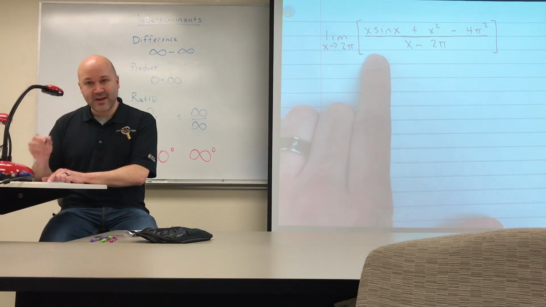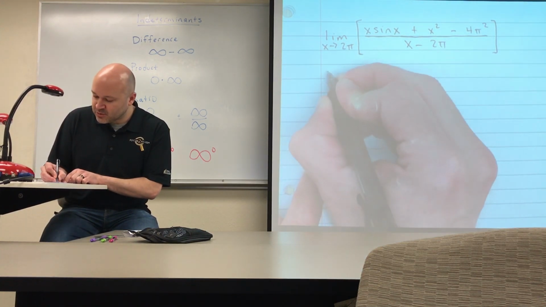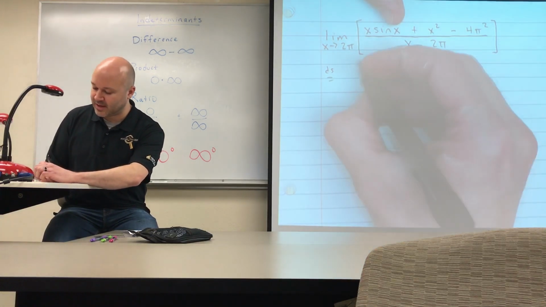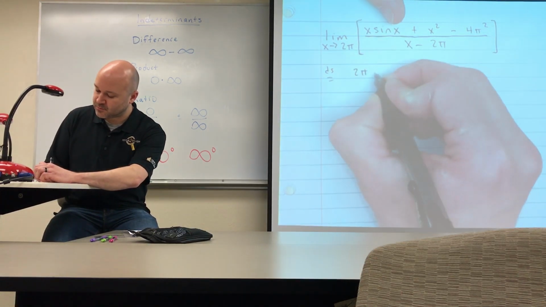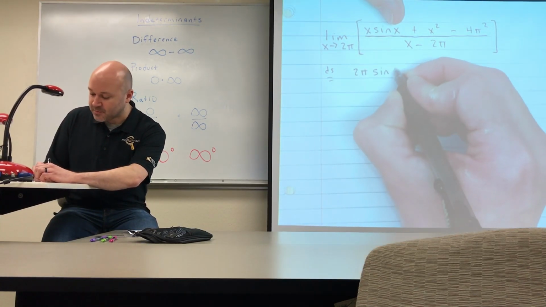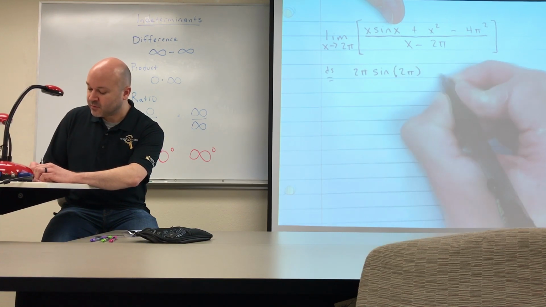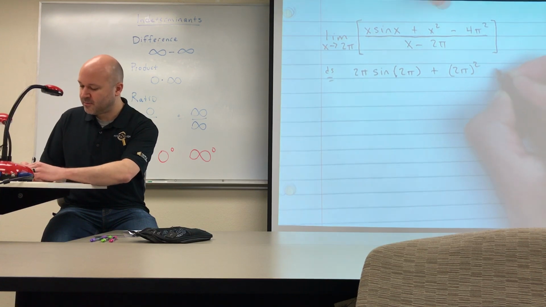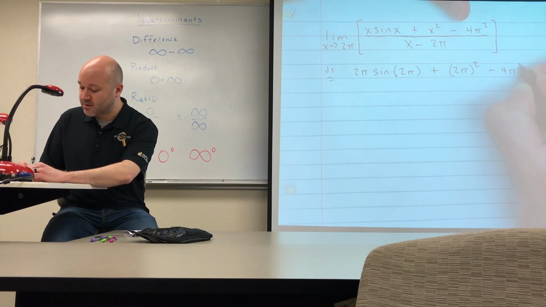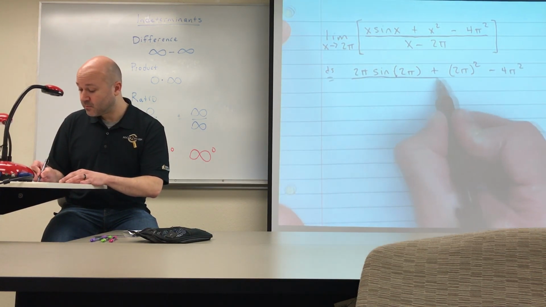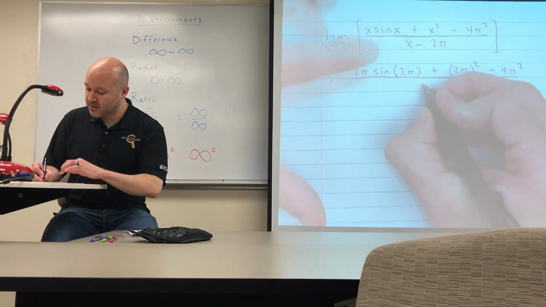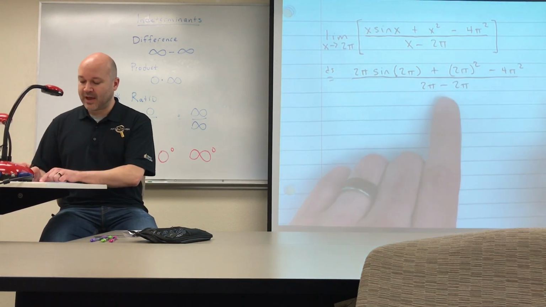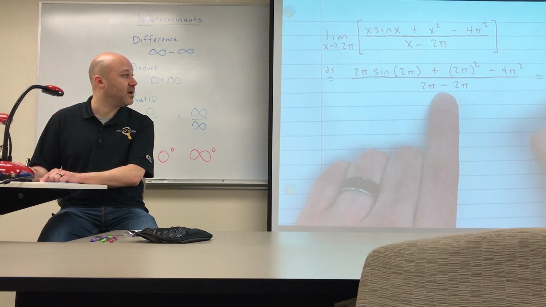I'm going to try direct substitution. So I'm just going to plug in 2 pi wherever I see the variable x. So now I have 2 pi times sine of 2 pi plus 2 pi being squared minus 4 pi squared, all over 2 pi minus 2 pi. Oh yeah, I can already see a 0 in the denominator.